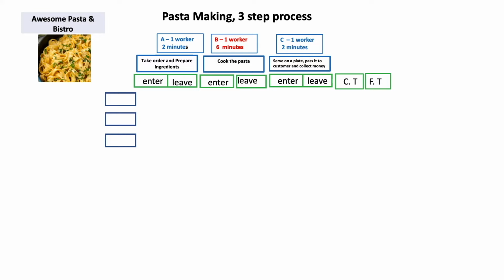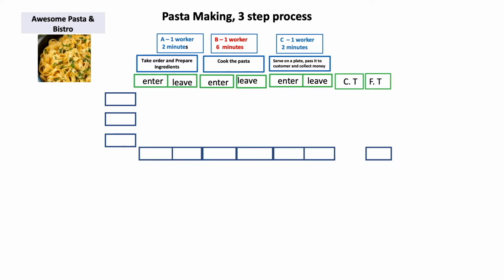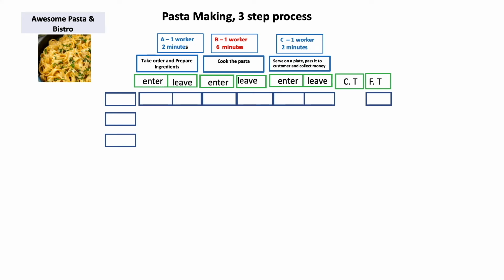During lunchtime, customers come and queue up. Let's assume each customer orders just 1 plate of pasta to keep our case simple. Customer 1 comes. There is no one in the queue. So he places the order at time equals 0.